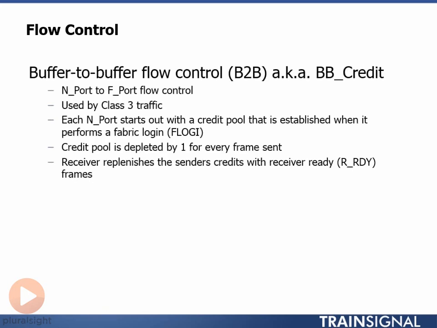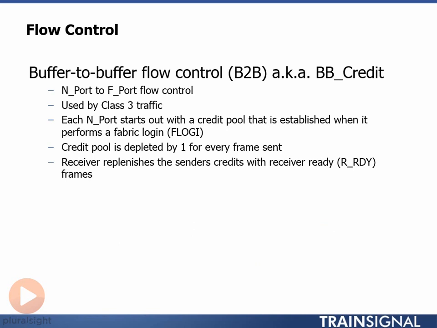Okay, over and above what we've just mentioned, there are two credit systems used for flow control: end-to-end credits and buffer-to-buffer credits. First on the menu, buffer-to-buffer credits, or sometimes called buffer-to-buffer flow control. This is the flow control scheme that you'll need to understand the best because it's used by Class 3 traffic. And if we remember back, Class 3 traffic is by far and away the most popular type of traffic. Buffer-to-buffer credits work between N ports and F ports, so between host HBA and switch port, or between storage array port and switch port.